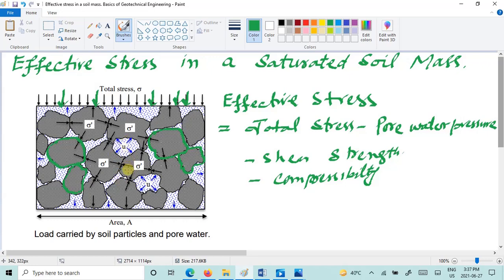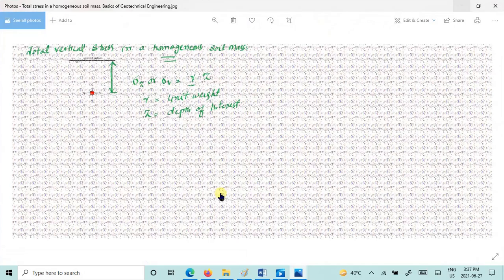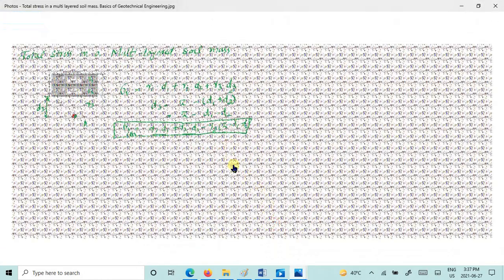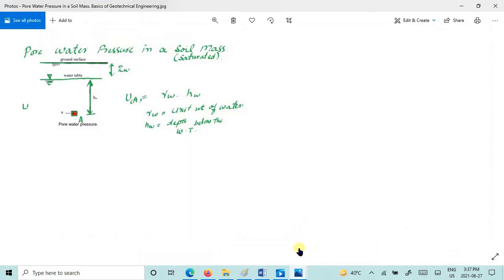In fact, it is the combined effect of the total stresses and the pore water pressures that controls the soil behaviors such as the shear strength and the compressibility behavior. Now, that combined effect is known as the effective stress. We studied in our previous videos about the total vertical stress in a homogeneous soil mass, also for the multi-layer problem, and we studied about the pore water pressure in a soil mass.